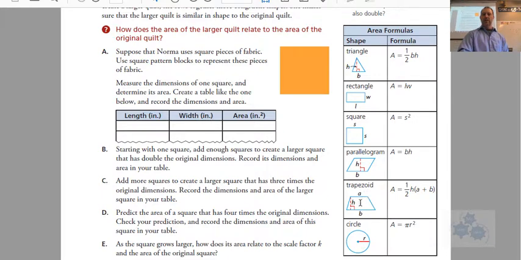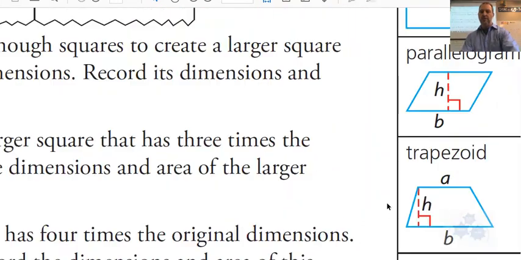Maybe trapezoid. I don't know if you guys learned about the area of a trapezoid before. It depends on what math classes you've taken, maybe up to this point. The area of a trapezoid is 1/2 the height times the sum of a and b. We won't spend too much time on that right now, but you can split this into a rectangle and then 2 triangles.